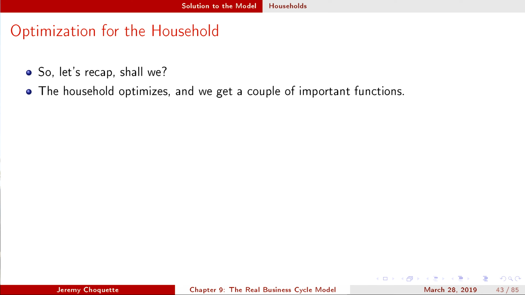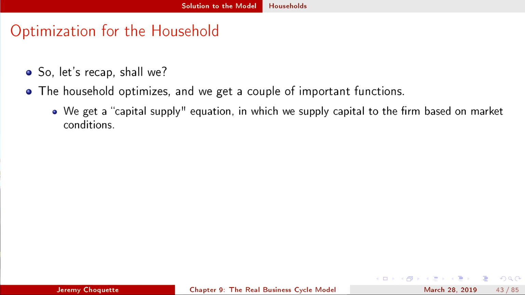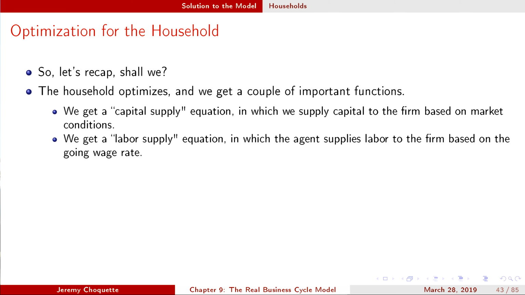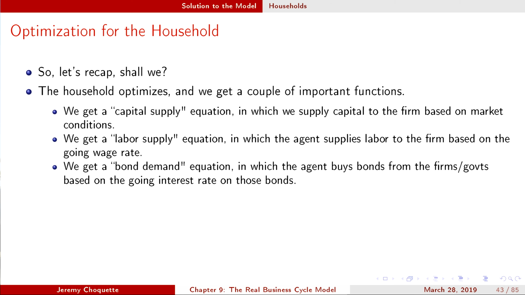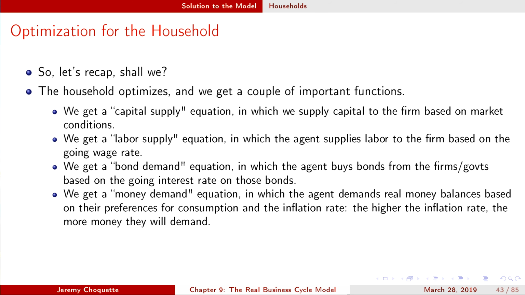So to recap thus far, the household optimizes, and we get a couple of pretty important functions. We basically get like a capital supply equation. It's not exactly the best way to put it, but in which we supply capital to the firm based on market conditions. We get a labor supply equation in which the agent supplies labor to the firm based on the going wage rate. We get like a demand for bonds equation in which the agent buys bonds from the firms or governments based on the going interest rate on those bonds.